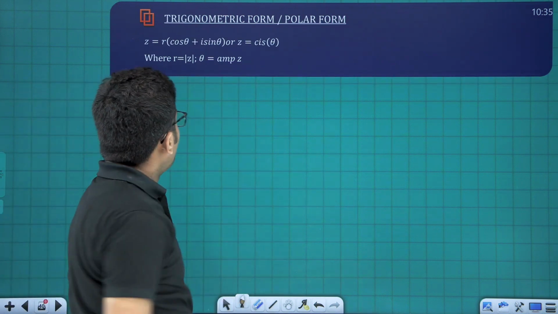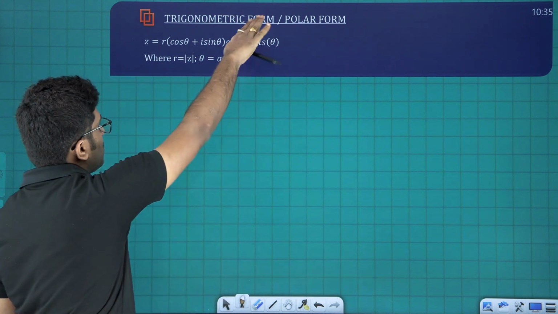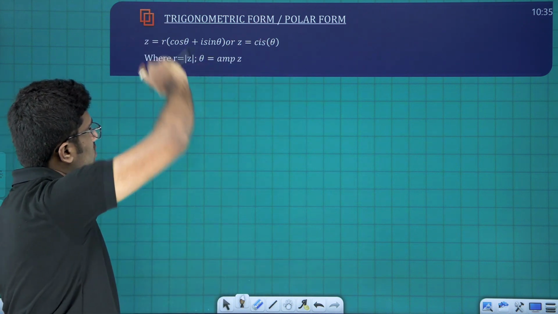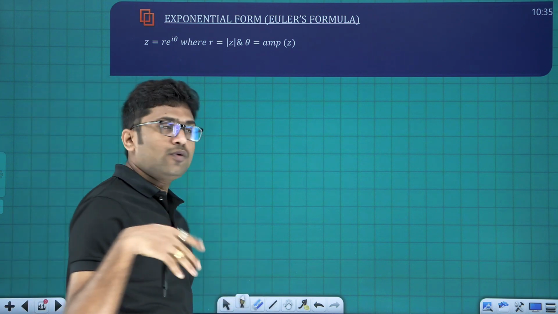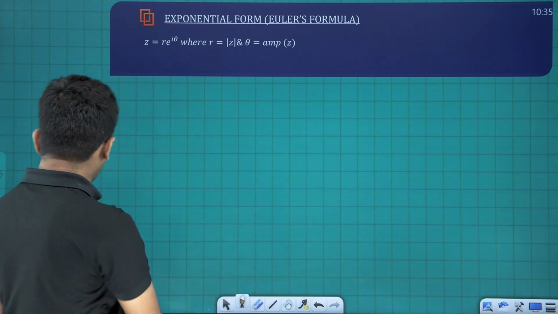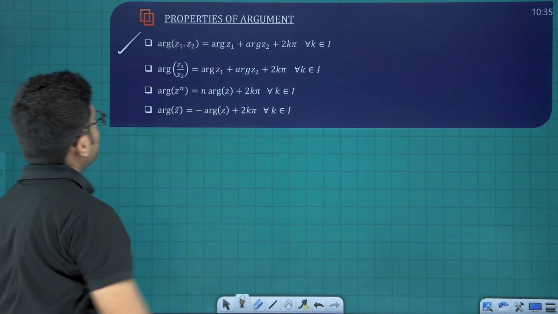So z is equal to r(cos theta + i sin theta), or we say z is equal to r cis theta, where r is the modulus of z and theta is the amplitude of z. Exponential form is r e^(i theta), r is modulus, theta is amplitude. Properties of argument, friends, these are very important.